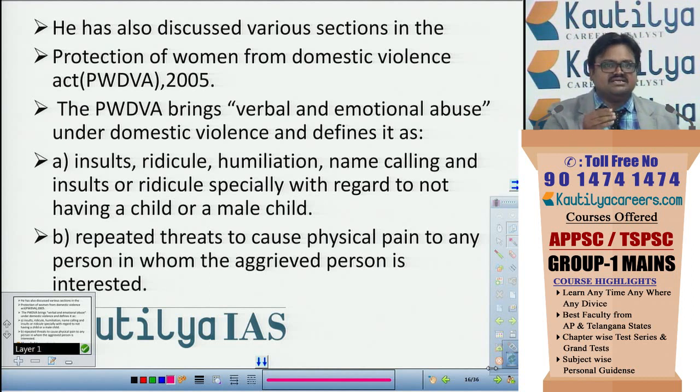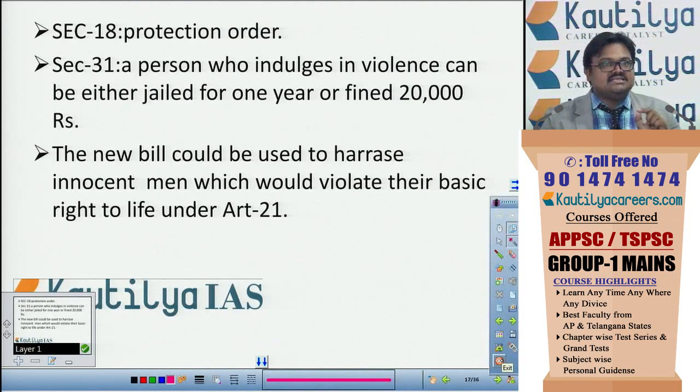So there are various definitions when it comes to verbal and emotional abuse. The author says that just uttering the word triple talaq does not come into this verbal and emotional abuse. There are also other sections of this act that have been given in this particular article. Section 18 talks about the protection order. This order is given by the court when it feels that the woman has some danger due to her husband, so the protection order is given by the court.